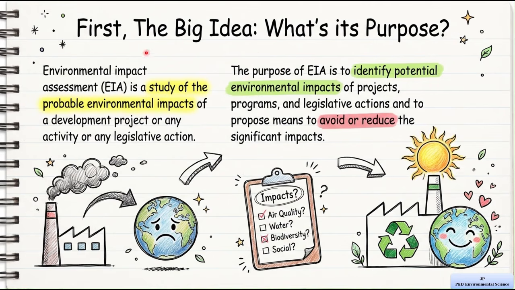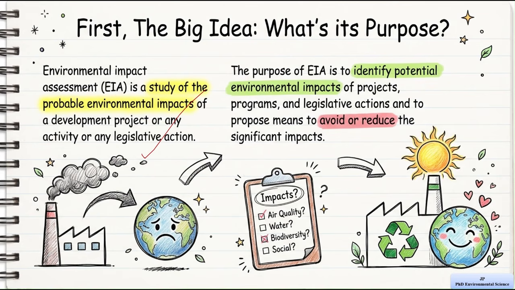Environmental impact assessment is a study of the probable environmental impacts. Probable means possible or likely to happen. So, EIA studies what might happen to the environment. For example, if we build a factory, it may cause air pollution, it may affect water, it may harm plants and animals. So, EIA studies all these possible impacts before the project starts.